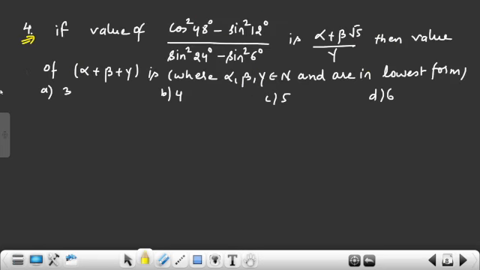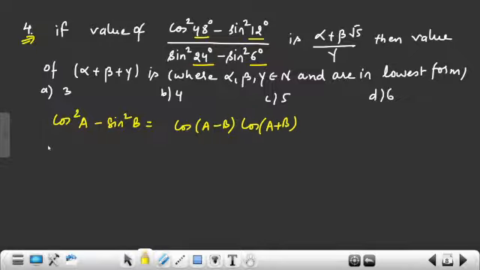Fourth, trigonometry ratios, basically angle. So value of cos square 48 minus sin square 12, over sin square 24 minus sin square 6. Now before I start, just remember a formula: cos square a minus sin square b is cos a minus b into cos a plus b. And below, sin square a minus sin square b is sin a minus b into sin a plus b.